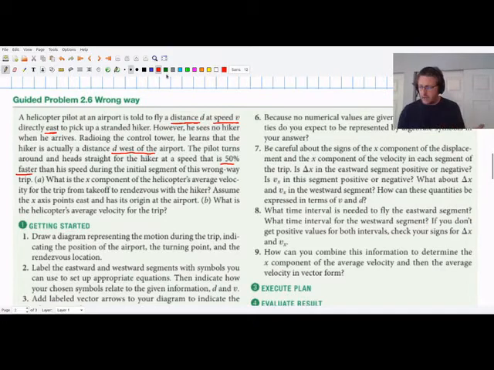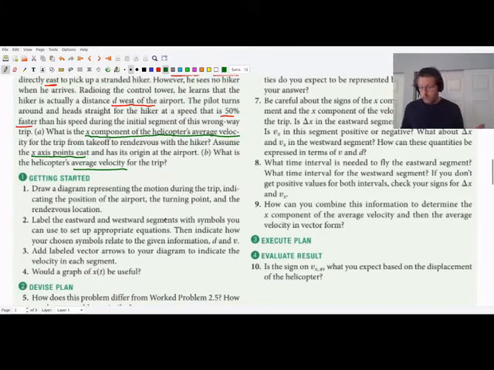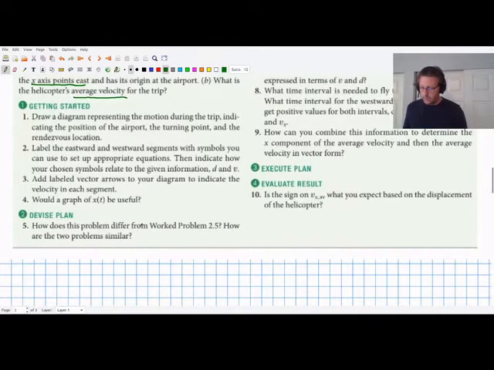Then the questions we have to answer are about the x component of the helicopter's average velocity for the whole trip. And then, given that the x-axis points east, what's the helicopter's average velocity for the whole trip? So those are the things that we need to figure out. Okay, so the guided part of the problem suggests, why don't you draw a diagram representing the motion during the trip, indicating the position of the airport, the turning point, and the rendezvous location. Okay, so let's do that.